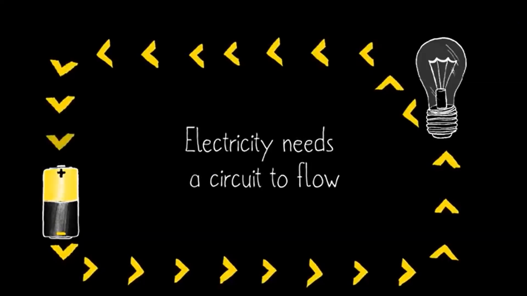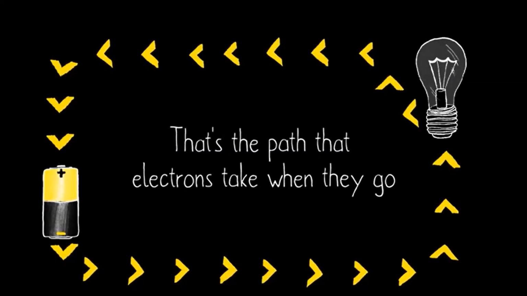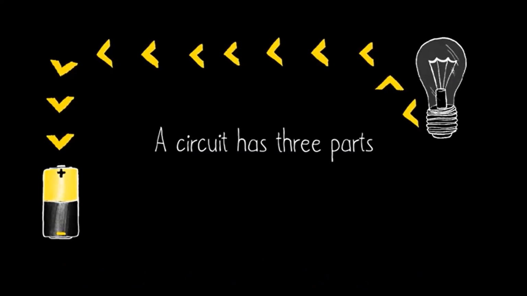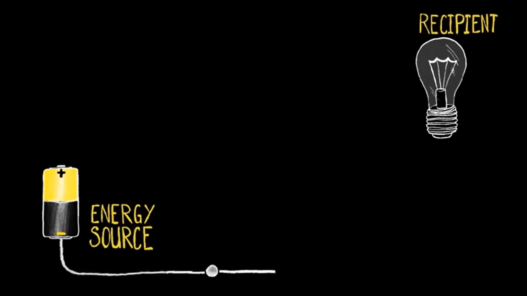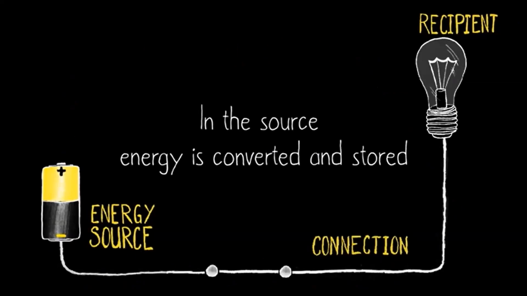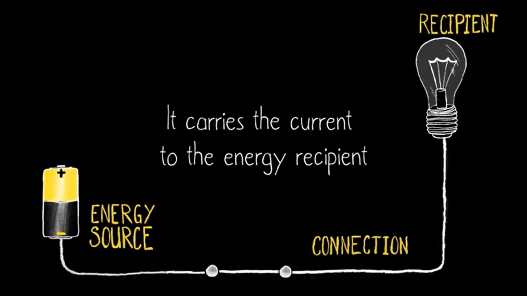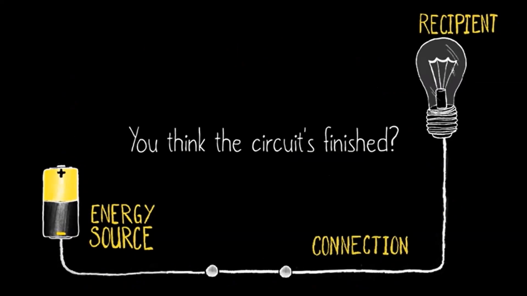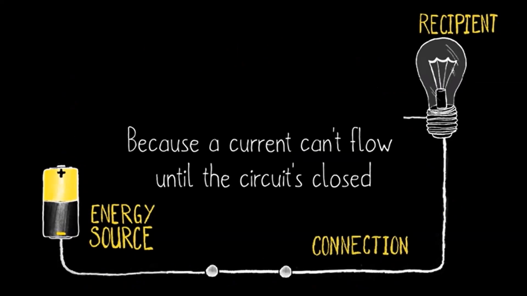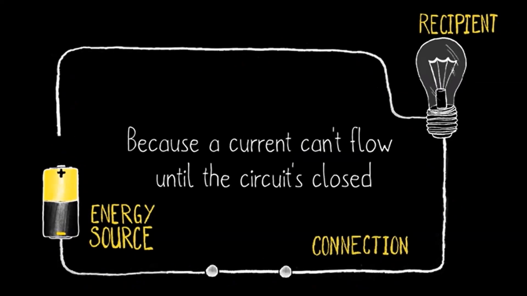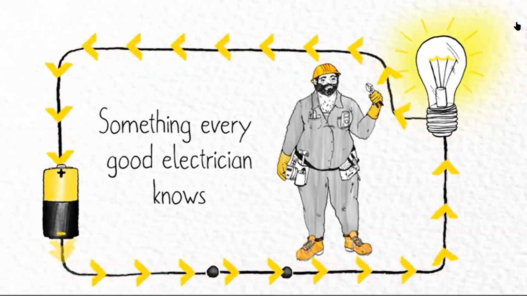Electricity needs a circuit to flow. That's the path that electrons take when they go. A circuit has three parts: an energy source, the recipient, and a connection, of course. In the source, energy is converted and stored, while the connection could be a wire cord. It carries the current to the energy recipient. You think the circuit's finished? Better think again, cause the current can't flow till the circuit's closed. Something every good electrician knows.